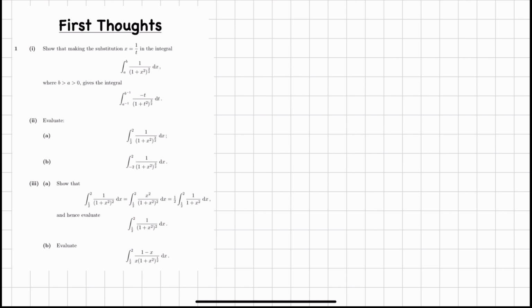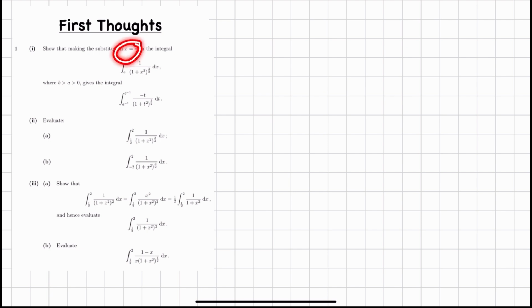So let's have a look at some of our first thoughts when we look at the question. One, I see immediately that we have to show a result and then afterwards apply that result to some examples. It doesn't say explicitly that we have to apply that result, but more often than not, if you're asked to show something at the beginning, it will have some application later on.